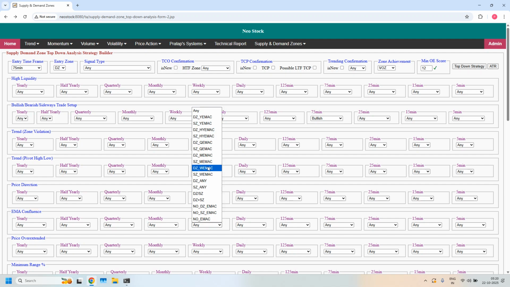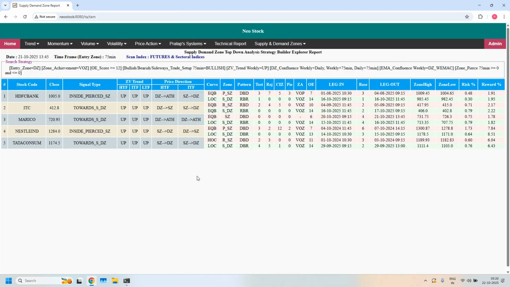So weekly demand zone with weekly EMA. At the same time, one stock is having sideways trend. We don't want that. So I am selecting only uptrend because it is bullish trade setup. So 5 stocks are filtered. So these 5 75 minutes demand zones might be having more high probability to get success, provided less than 20 checklist items are satisfied, otherwise higher chances of zone violation.